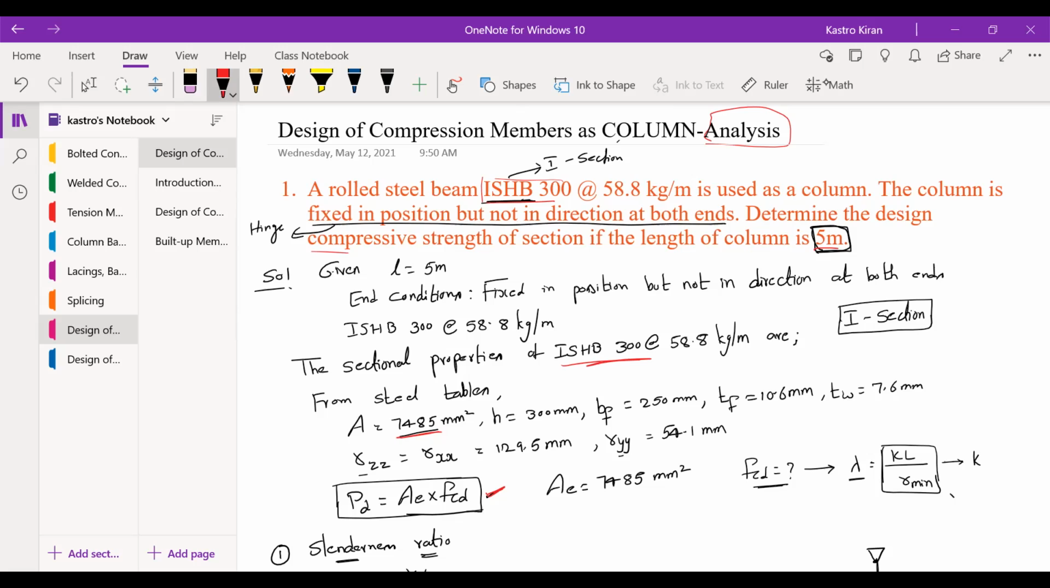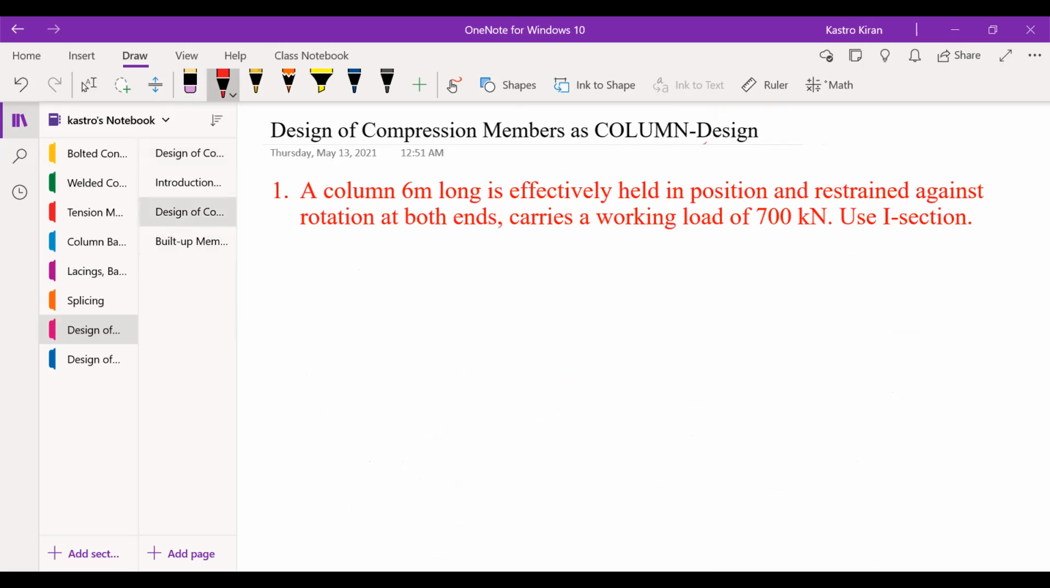So let's quickly look at the problem of design of compression members as column. We are not going to analyze, we are going to design. So this is the problem. A column 6 meters long is effectively held in position and restrained against rotation at both ends and carries a working load of 700 kilonewtons, and you have to use an I section. Okay, this is clearly specified. Even sometimes if they are not specifying use I sections, that means you have to use only I sections alone. So don't go for selection of angle sections or circular sections and all.